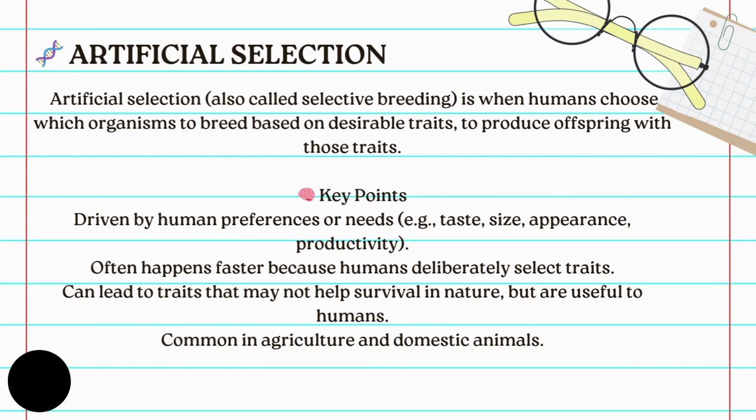Artificial selection, also known as selective breeding, is when humans choose which organisms to breed based on desirable traits, to produce offspring with those traits. So this is driven by human preference or need for taste, size, appearance, or productivity. It often happens faster because humans deliberately select these traits, and it can lead to traits that may not help in survival in nature but are useful to humans. This is common in cultivated plants and domestic animals.